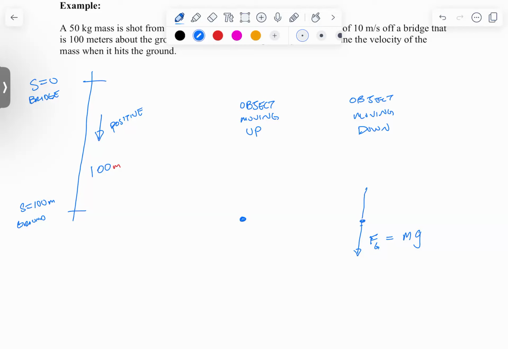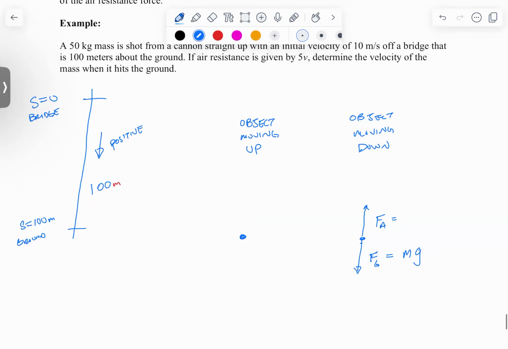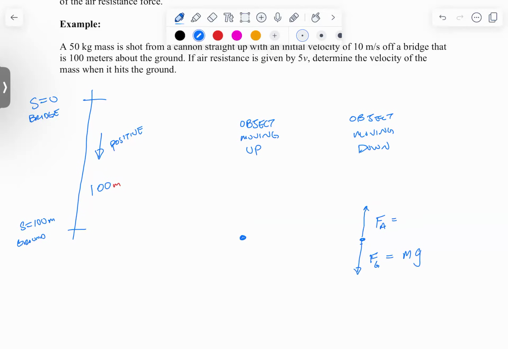And then in the opposite direction, always, we have our air resistance. In this case, it was told to us as 5V. Now here's the part with the conventions. Positive is in the down direction, which means air resistance, always in the opposite direction, is going to be negative. Down is the easy one: the object shoots up and then goes down, which is exactly what we expect.